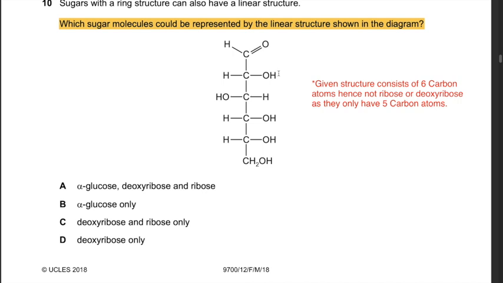Question 10. Sugars with a ring structure can also have a linear structure. Which sugar molecules could be represented by the linear structure shown in the diagram? The given structure consists of 6 carbon atoms. If you count the carbon atoms in this given diagram, it has 6 carbon atoms. Hence, it cannot be ribose or deoxyribose, as ribose and deoxyribose are pentose sugars consisting of only 5 carbon atoms. Hence, answers A, C and D are incorrect, leaving us with the best possible answer being B, alpha glucose only. And yes, alpha glucose is a hexose sugar consisting of 6 carbon atoms.